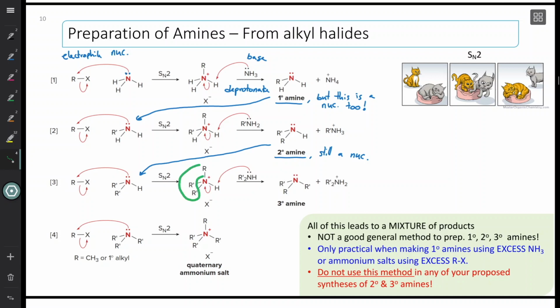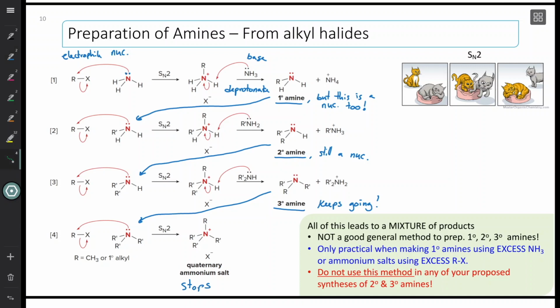You now have 3 R groups that will be deprotonated. Again, any base is still around. And then you get a tertiary amine, but it doesn't stop there. This is still a nucleophile, will attack another alkyl halide, and then you will stop at this quaternary ammonium salt. So this is where it actually stops.